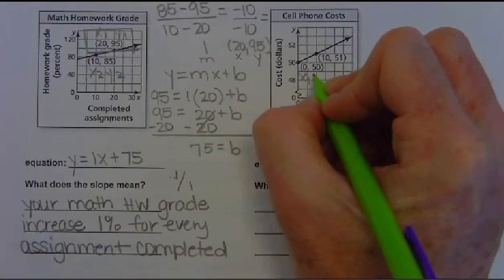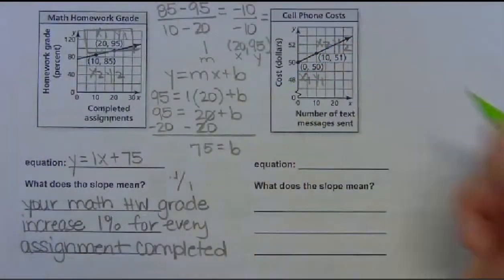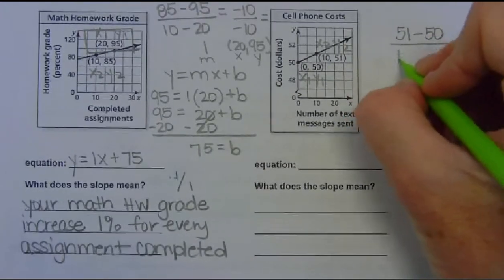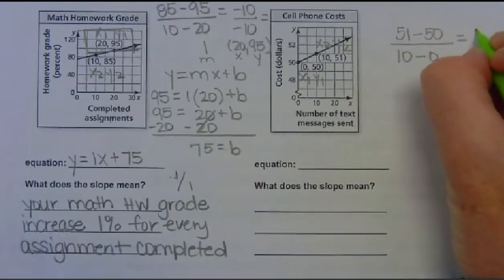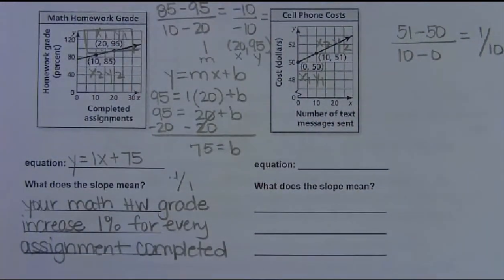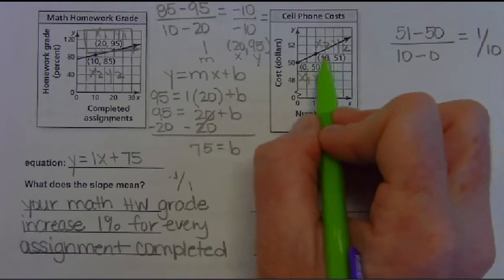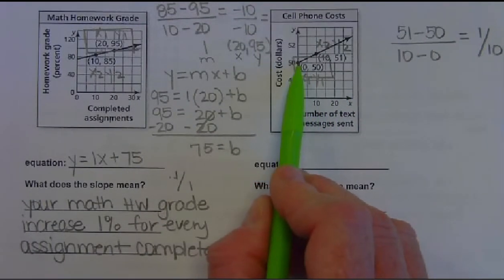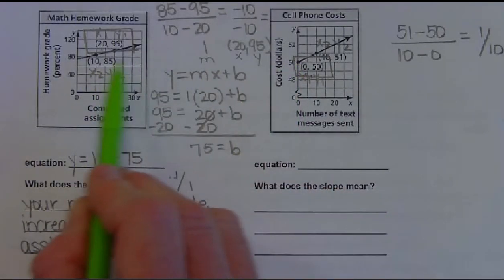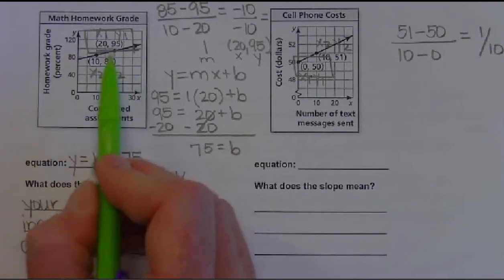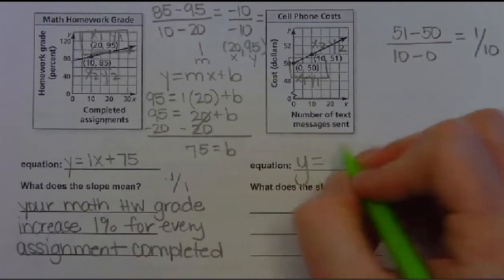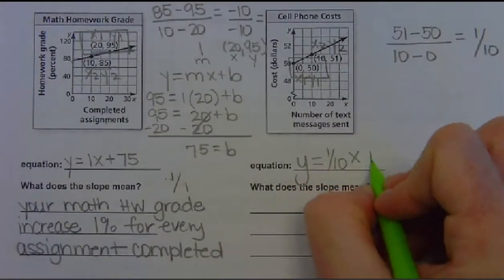I'm going to start by labeling x1, y1, x2, y2. So y2, 51, minus y1, 50, over x2, 10, minus x1, 0. So I have 1 over 10 as my slope. In this case, we can actually steal the y-intercept from the graph because it gives it to you. Your y-intercept occurs at 50. So we can actually just use that y-intercept instead of having to find it. Over here, we couldn't do that because it didn't give us the y-intercept. So I can automatically go to my equation, y equals 1/10 x plus 50.